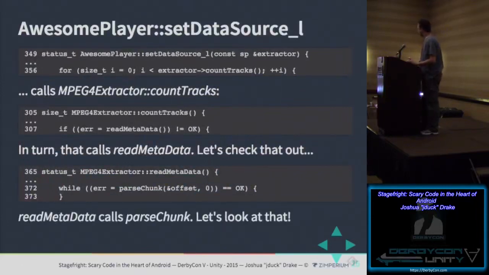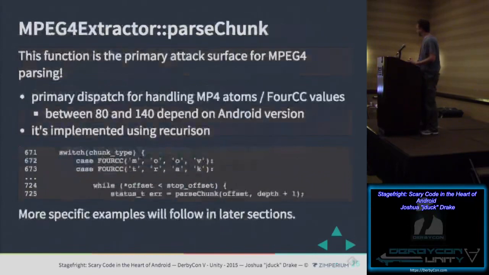And then when you get there, you're at read metadata, which calls parse chunk. Parse chunk is like the main dispatcher function for all pieces of an MP4 file. For those not familiar, an MP4 file is like a tag length data format. So it's basically just 4 bytes, and then whatever data is there. This function is doing all that parsing, and it's a recursive function, which is kind of interesting and different from a modern standpoint.